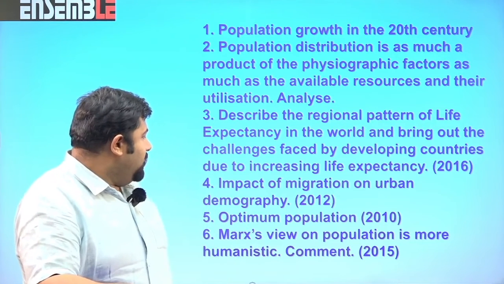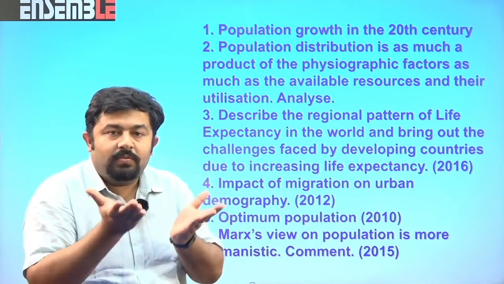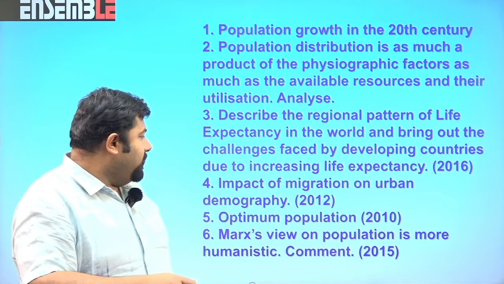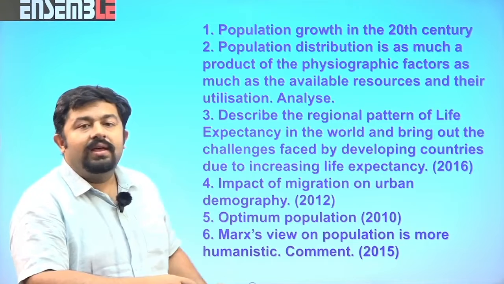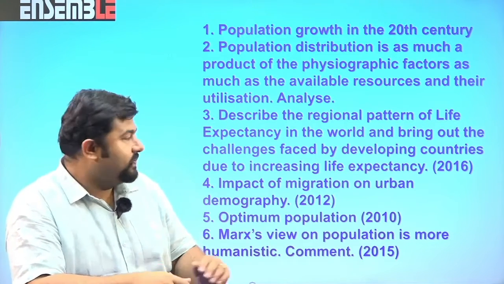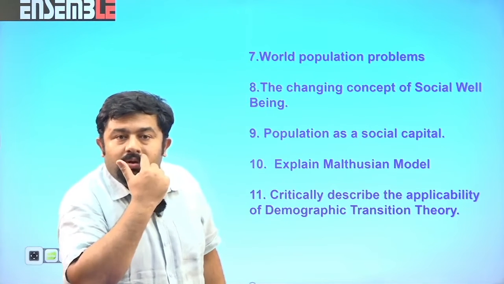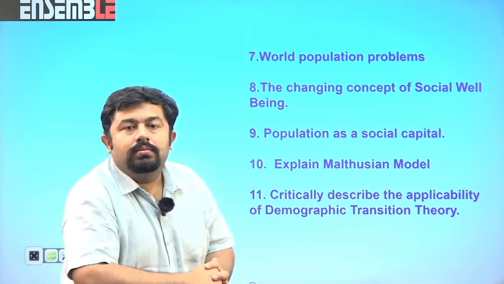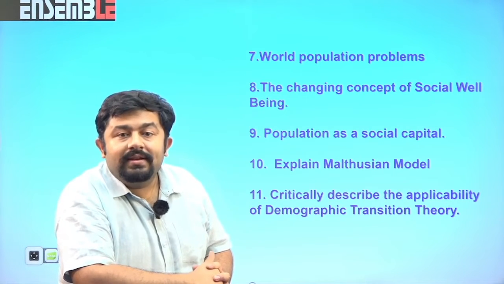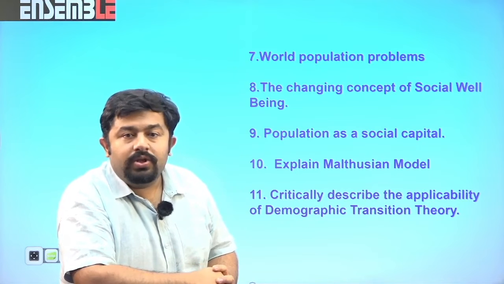Question number 5, write a note on optimum population. We talked about the balance. Question 6, Karl Marx's view on population is more humanistic. Comment. So you have to explain the Karl Marx theory. Question number 7, world population problems. Write a note on that. So a question can be asked on the problems of developing countries or developed countries, or with respect to Africa or Europe.